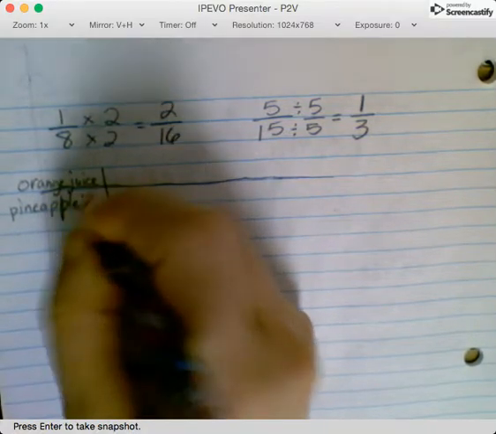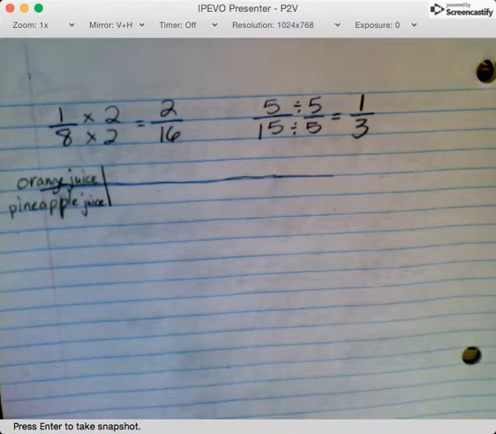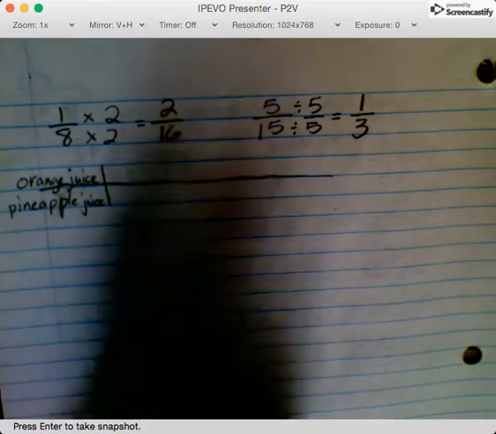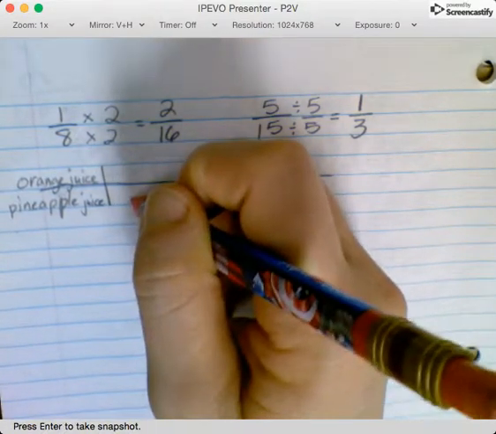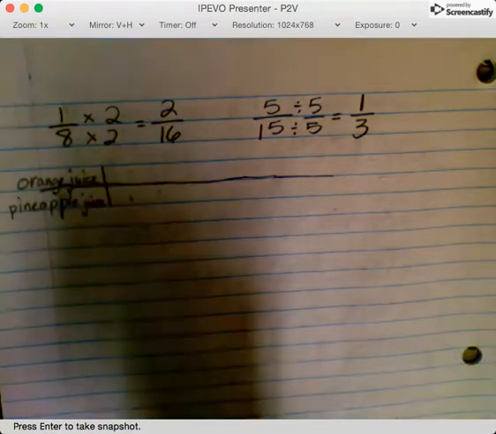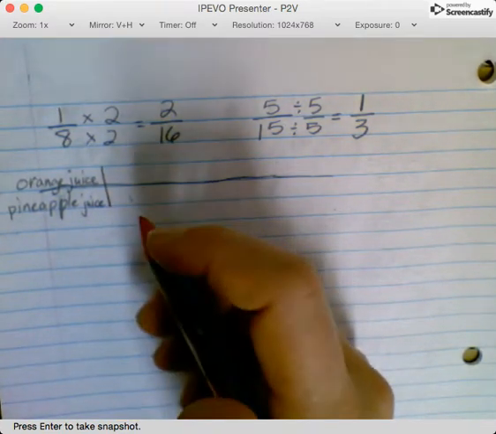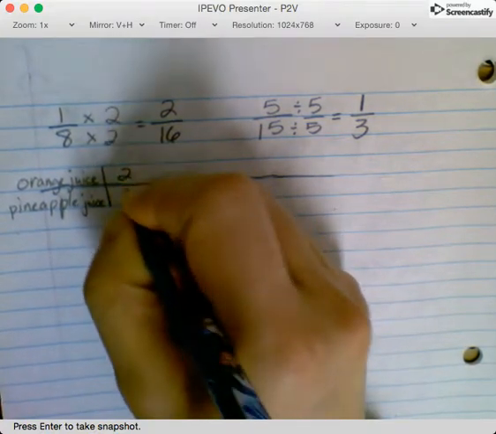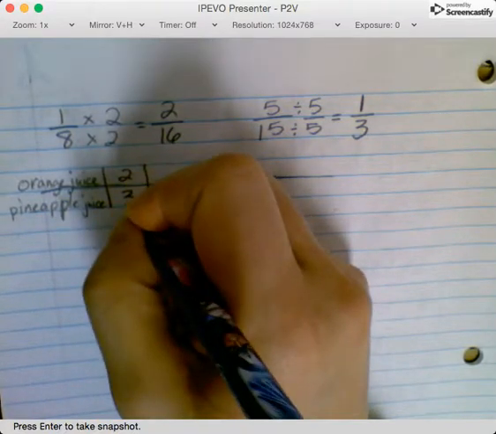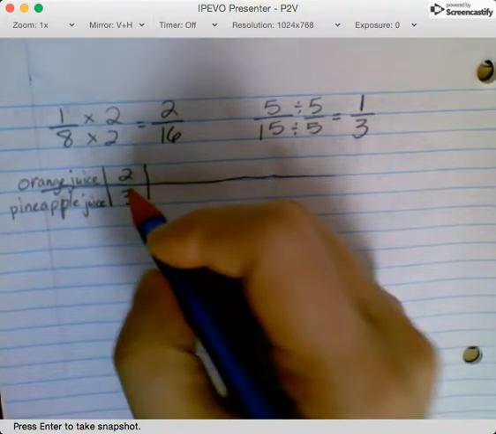So I'm going to have a label on the top and a label on the bottom. If it gives me a value for how much orange juice it takes for each thing of pineapple juice, I'm going to want to maintain that same ratio all the way across. So let's say I have 2 containers of orange juice for every 3 of pineapple juice. 2 and 3, I can't divide to get an equivalent ratio, so I would just multiply.